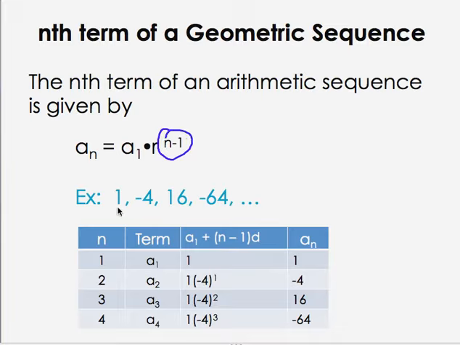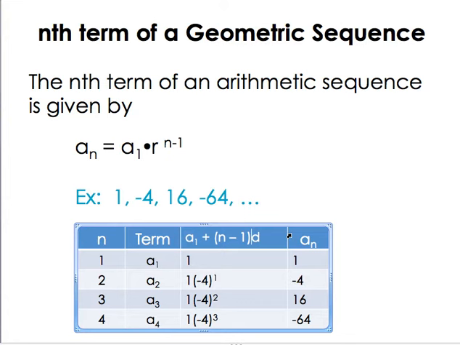So for example, when I'm looking at the sequence 1, negative 4, positive 16, negative 64, I can use this pattern. Looks like I made another little mistake here on the PowerPoint. This should actually have, rather than the arithmetic sequence formula, the geometric sequence formula, or a sub 1 times r to the n minus 1, right? Okay, so we've got that sorted.